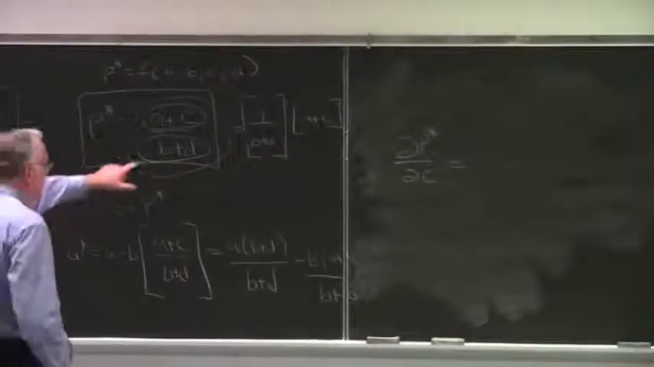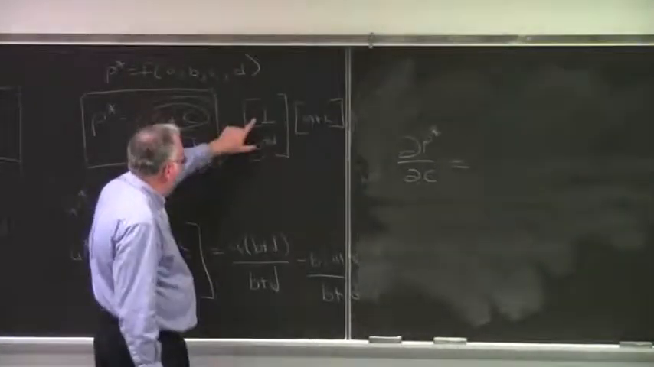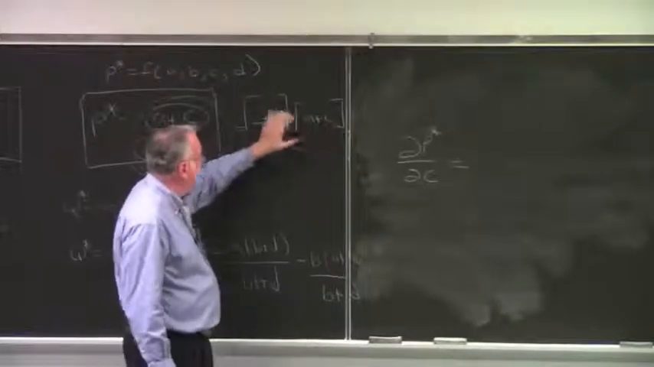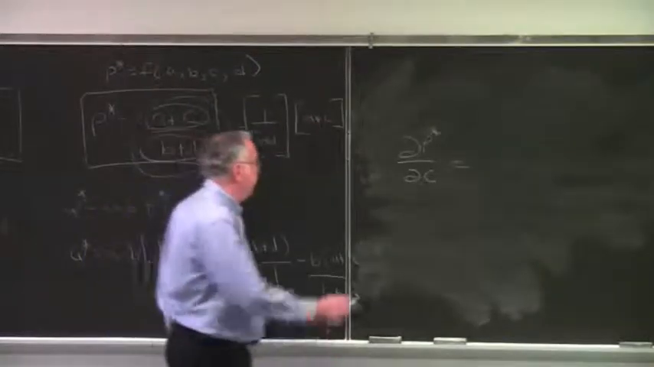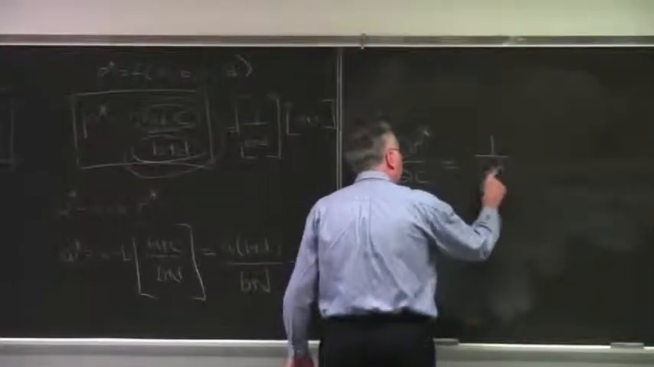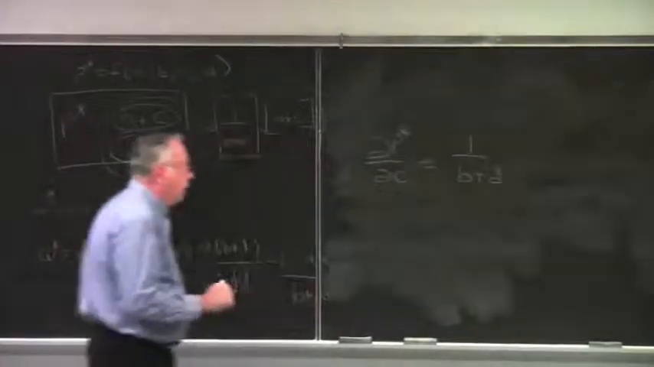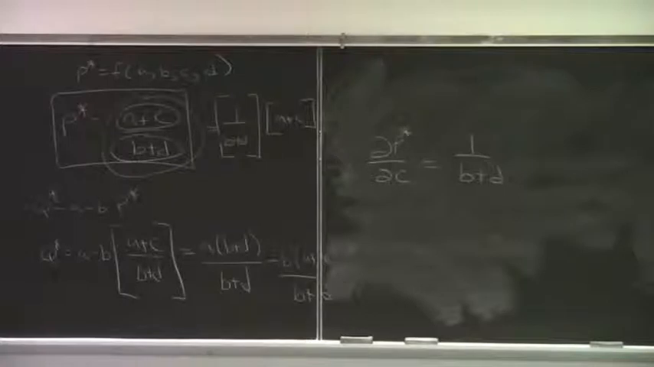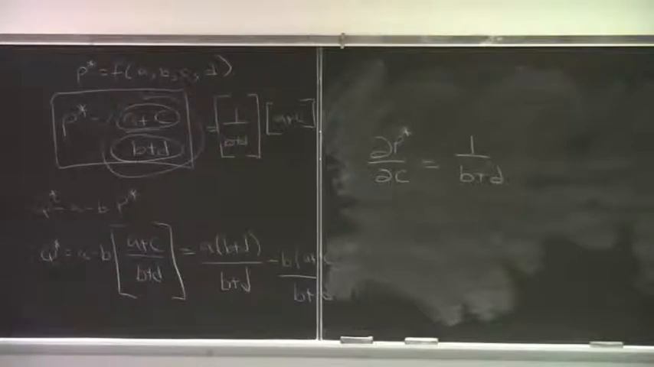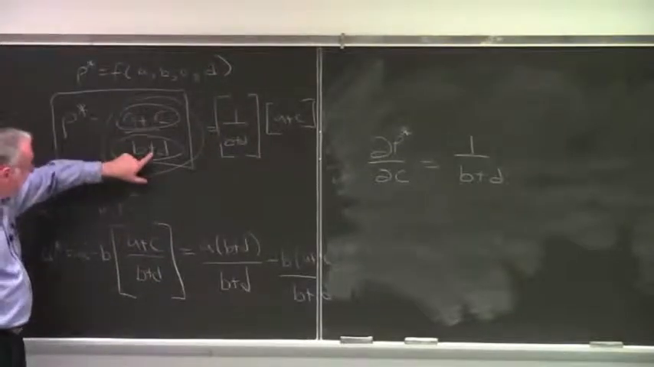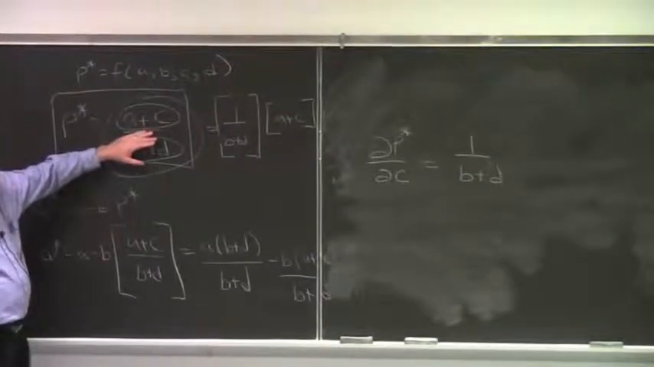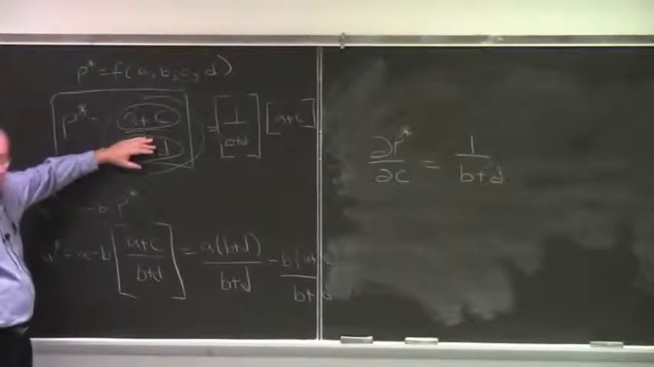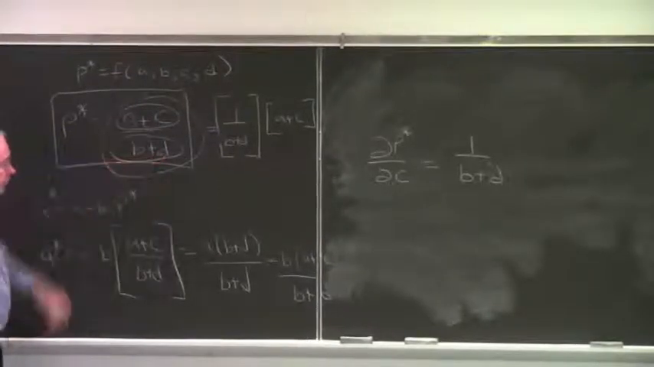Again, go back to this expression. P star is 1 over B plus D times A plus C. So this 1 over B plus D is just the coefficient on C. So that is the derivative. Alternatively, as we did before, you could have used the quotient rule, and you would get the same result. The derivative of the numerator with respect to C is 1. Multiply that times the denominator, minus the derivative of the denominator with respect to C, which is 0, times the numerator, over B plus D squared. So you get the same answer we got before.